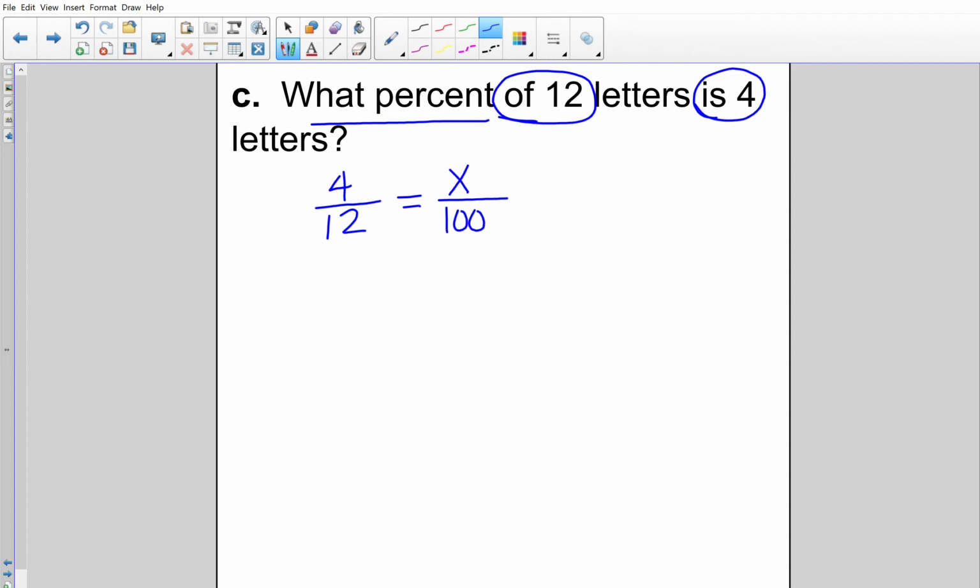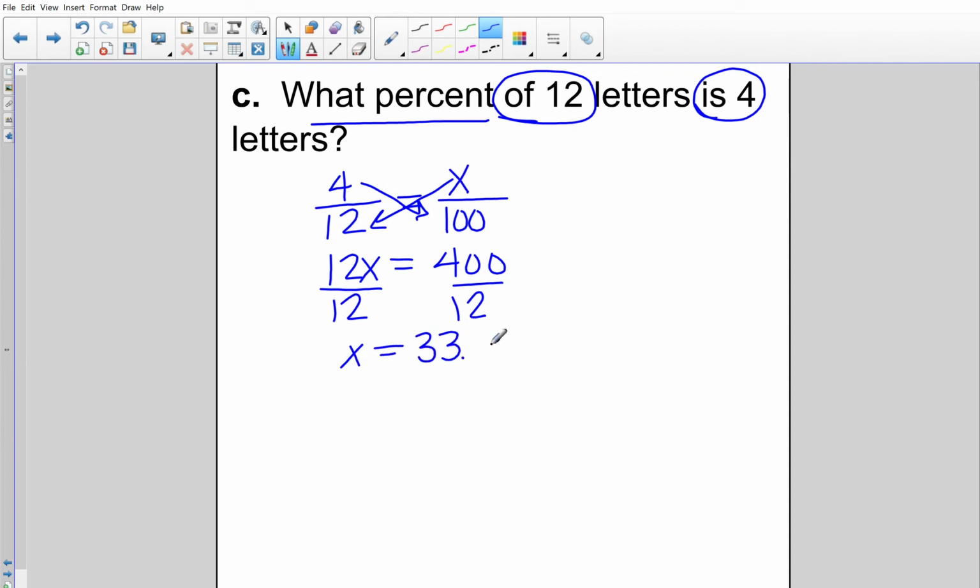Okay, so then I'm going to go ahead and solve this. 4 times 100 is 400. X times 12 is 12x. And I'm ready to finish solving it by dividing by 12. So x is now equal to 33. And if you get this in your calculator, it's going to repeat. So I'm just going to go 33.3 repeating. And then this is percent. So we always have to label percent no matter what they're talking about.